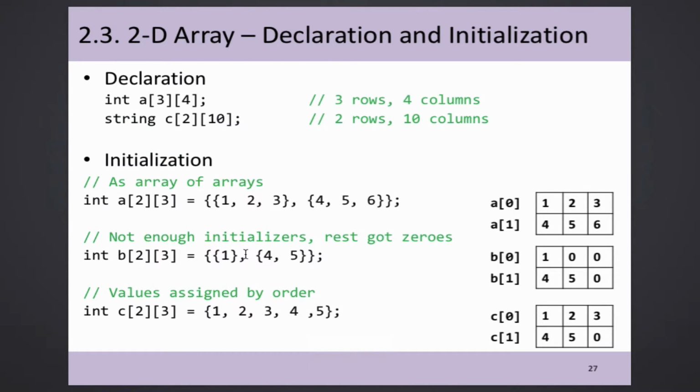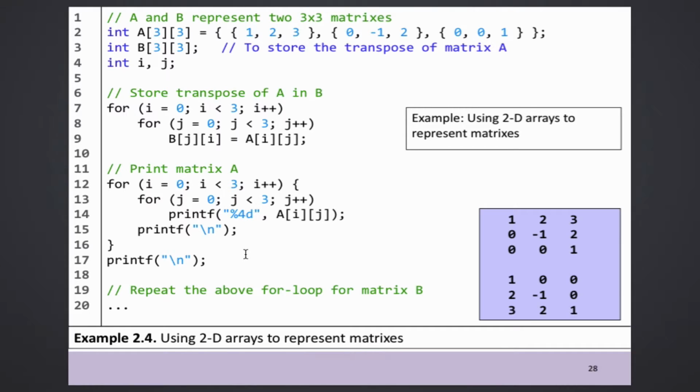So this is about initialization. Basically I tried it. How to print it out, how to select a specific row, how to select a specific column.